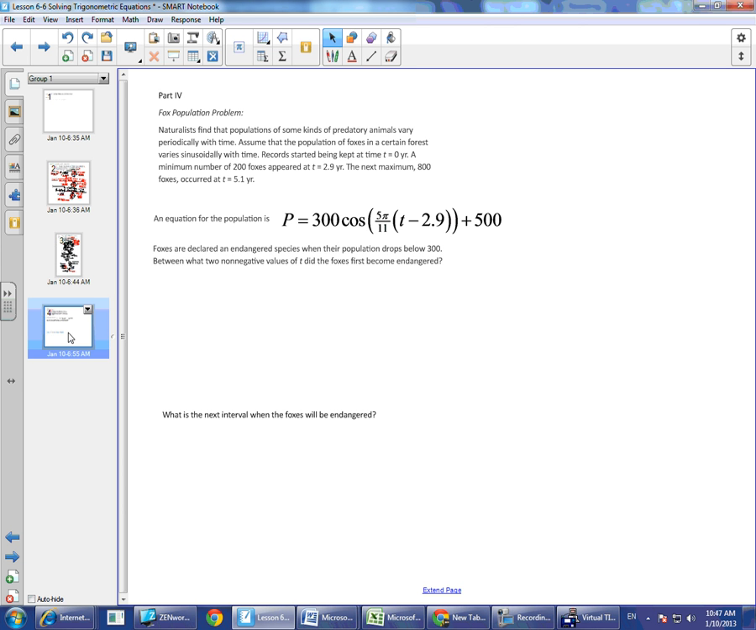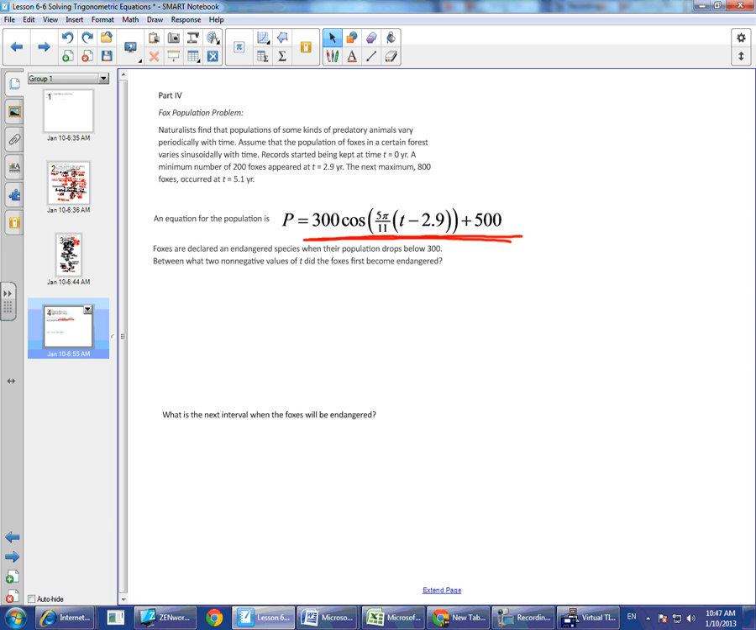So again, in the previous section, we took a situation and came up with an equation. So here's the equation for that situation. But now my question is, foxes are declared an endangered species when the population drops below 300. Between what two non-negative values for t did the foxes first become endangered? And this is what I'm going to tell you to do. This is a pretty complicated equation to actually solve for t.